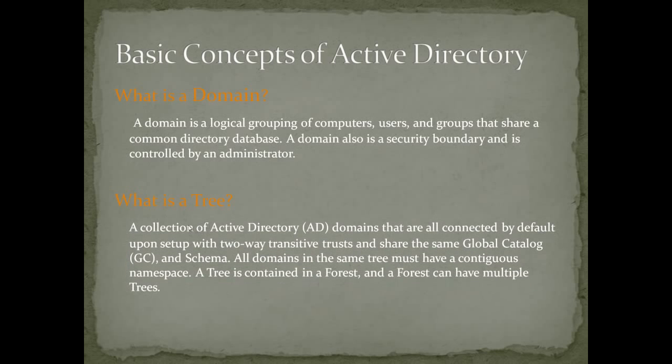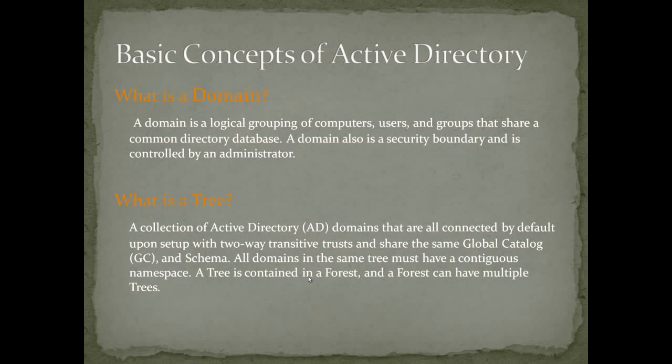Well, a tree is just a collection of Active Directory domains that are all connected by default with a two-way transitive trust, and they share the same global catalog and schema. So the global catalog and schema are part of Active Directory. The global catalog is just like your catalog. You can flip through it, find users, groups, computers, everything. It holds a replica of your Active Directory, so you can't write to it, but you can read from it.